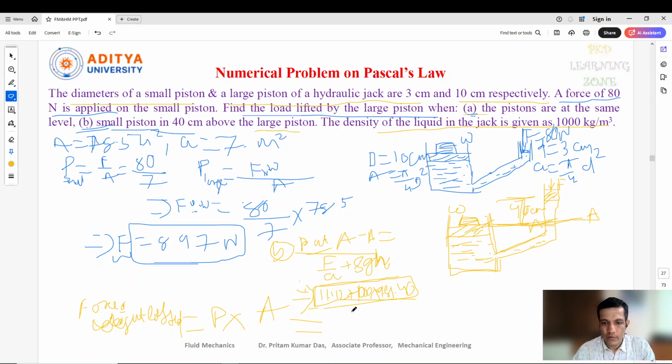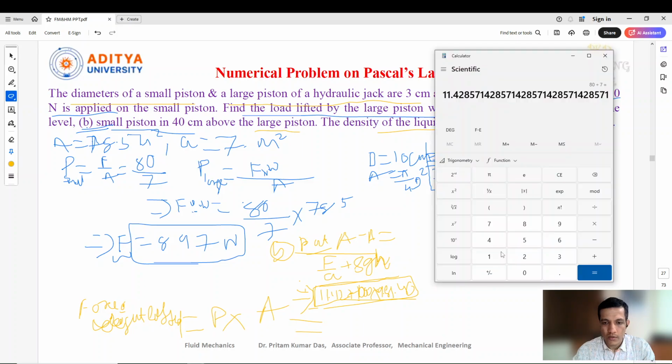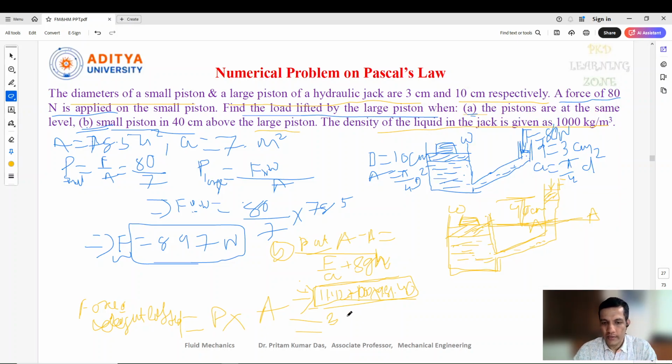So that will be about 1000 into 9.81 into 40 plus 11.42, so 392,411. This is the pressure intensity in Newton per centimeter square. Multiply this with the area, and that will give you the force or the load lifted by this impact.